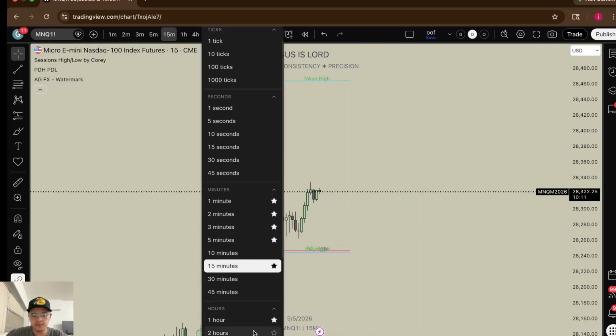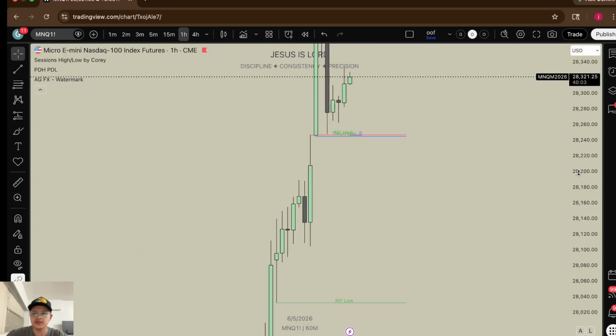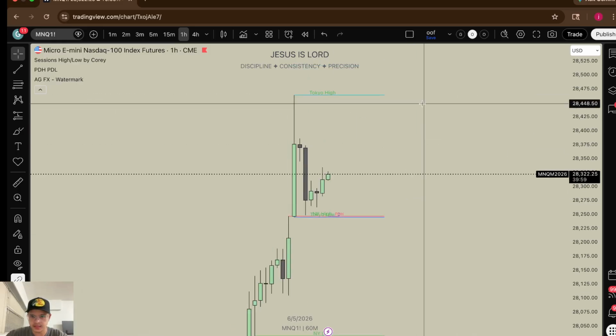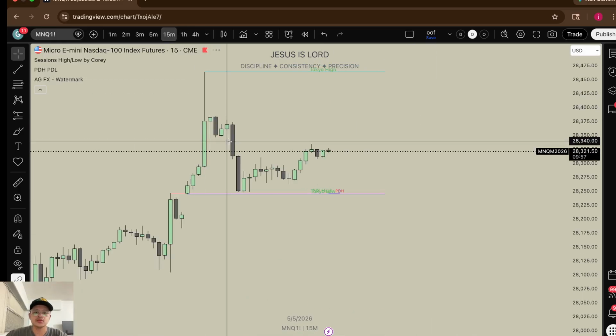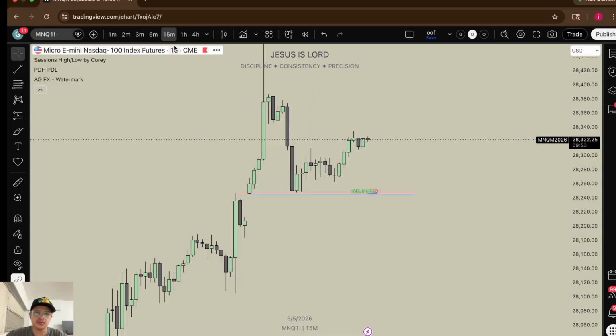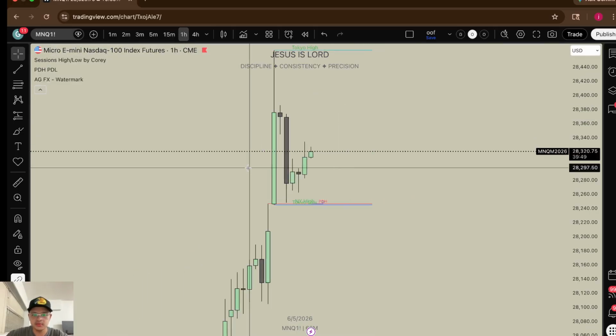The higher the time frame of the fair value gap, the stronger the magnet for it to be filled. The higher the time frame, the more weight they carry. Hope that makes sense. But we're going to use the 15-minute fair value gaps the most, because that's what shows up the most. The 1 hour shows up too.